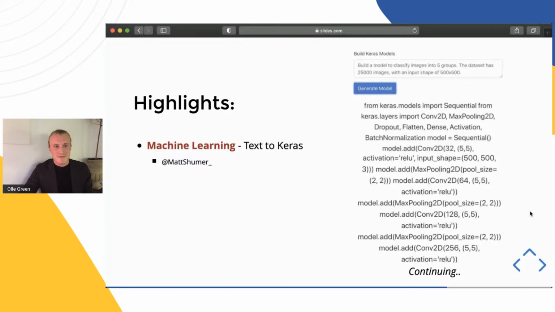And the thing that I'm getting most excited about, in a sense, is of course the machine learning aspect, because using a machine learning algorithm to generate machine learning algorithms, come on, can it become even cooler than that? So in that sense, we basically ask the model to build a Keras model to classify images into 5 groups. The data set has 25,000 images with an input shape of 500 by 500. And it generates a generic model for us.